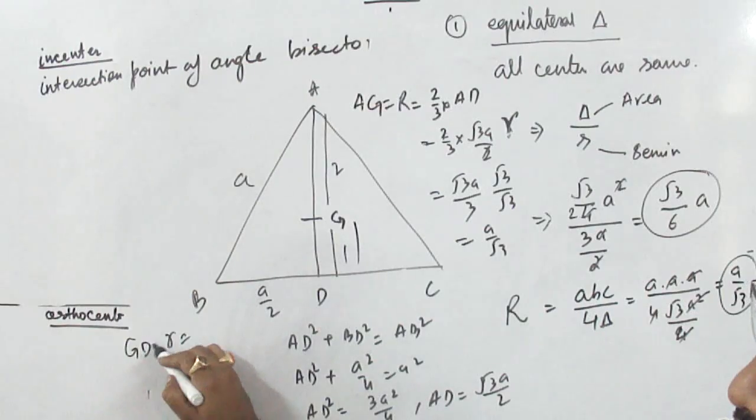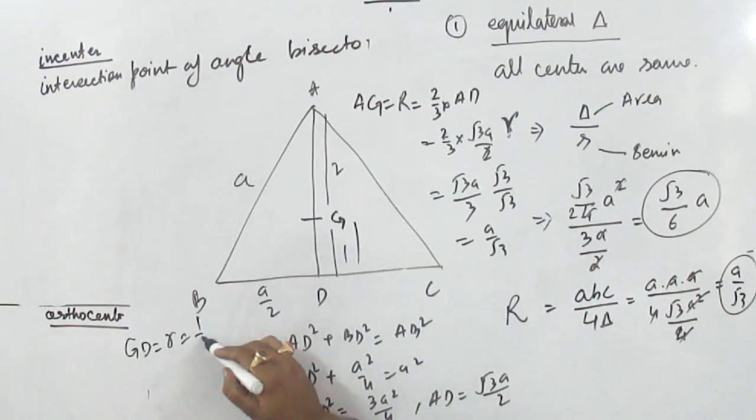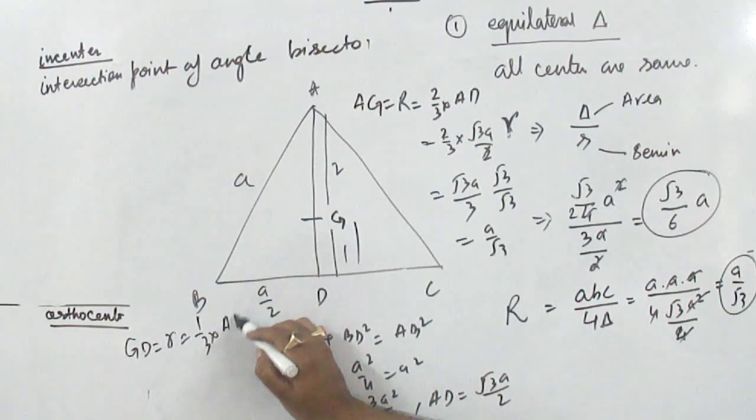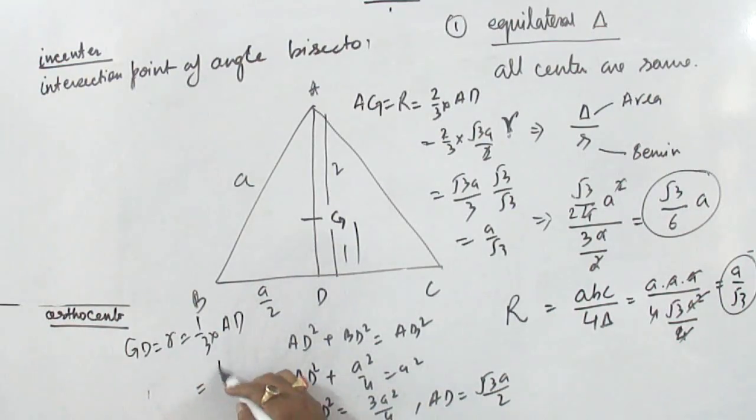Or small r, this part, that is GD, it is 1 by 3 of AD, and AD we have calculated like this, it would be 1 upon 3 root 3 A by 2 or root 3 A by 6, that we have calculated like this. Okay, so it is very important for examination purpose, calculation of inradius and circumradius of an equilateral triangle. Note it down.